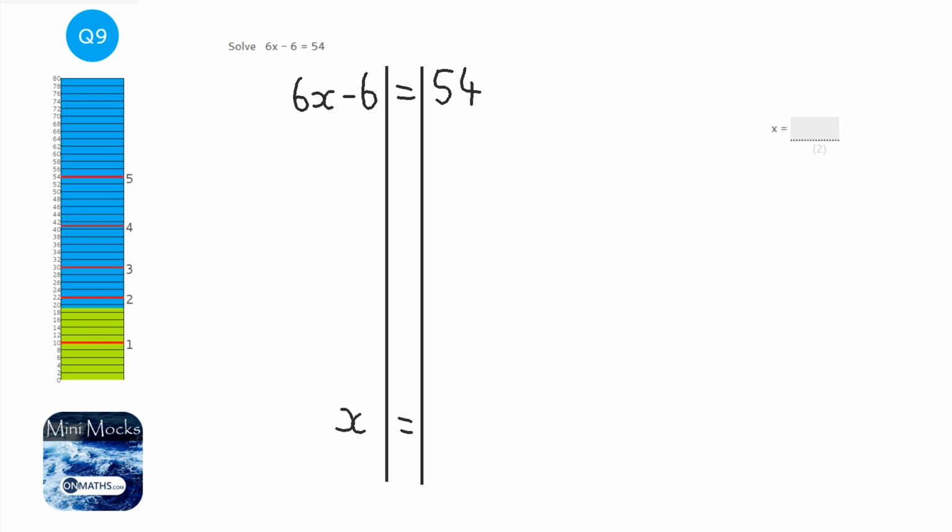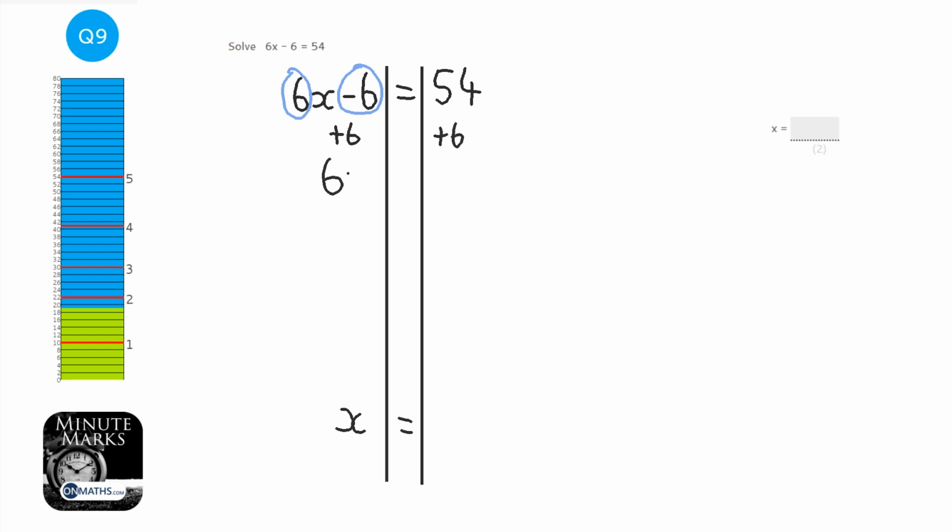Looking at the left hand side, we need to get rid of this take away 6 there. Now we must remove the plus or the minus first, as long as it's not trapped in a bracket or a fraction. So we're going to get rid of the minus 6. To do that, we need to do the opposite of it. So we need to add 6 to both sides.